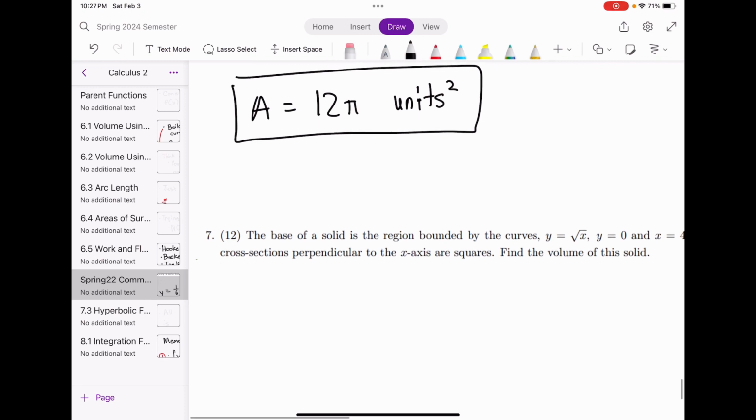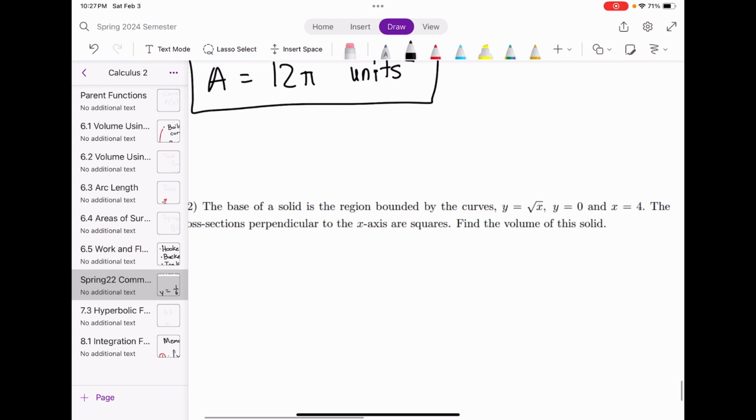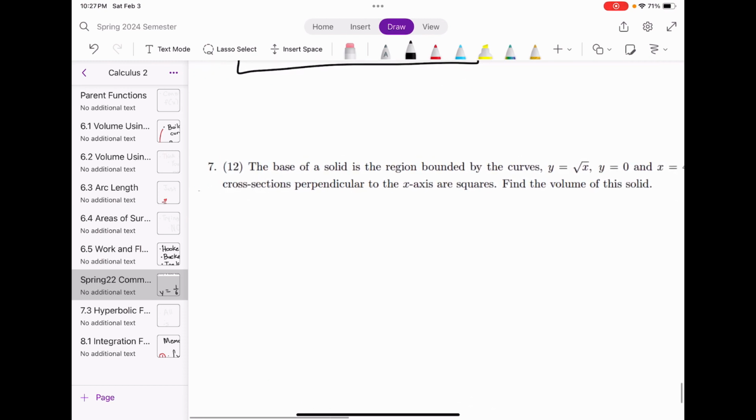Base of a solid is the region bounded by the curves y equals square root of x, y equals 0, x equals 4. The cross sections perpendicular to the x-axis are squares. Find the volume of this solid. Okay, we're going back to the very first lesson, 6.1, volume using cross sections. It's that one right over there.